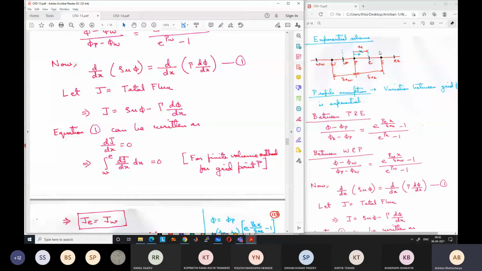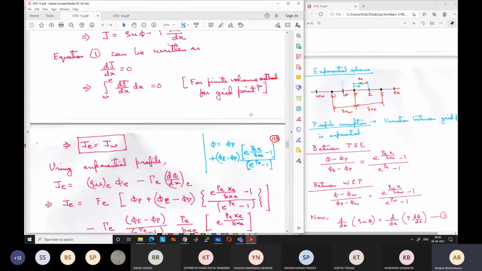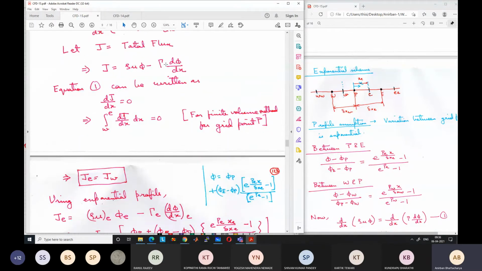What is Je and what is Jw? That is what we have to find next. So using the exponential scheme, first let us write what is J. J is rho u phi minus gamma d phi/dx. So for the east interface, J is equal to rho u at the east interface, phi at the east interface, so rho u e phi e minus gamma e d phi/dx at e.